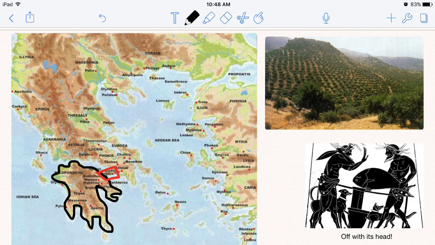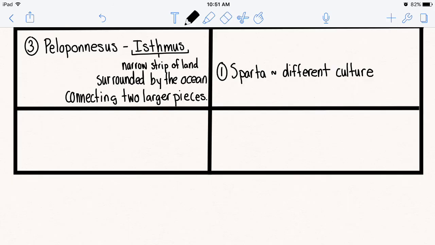There is one very, very famous Greek city-state on the Peloponnesus, and that is Sparta, which is probably one of the main reasons why Sparta had such a different culture from the other Greek city-states, which we will talk about, say it with me, later in the unit.